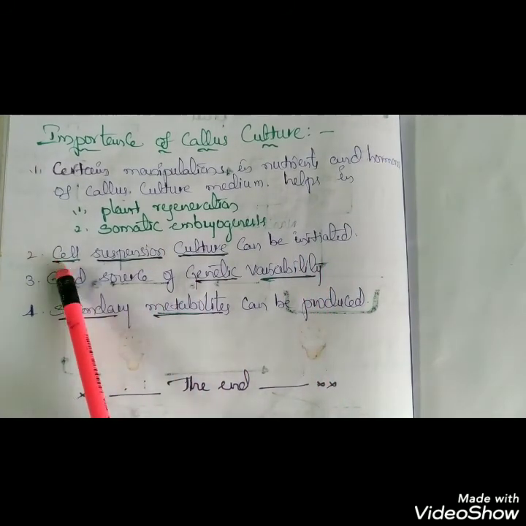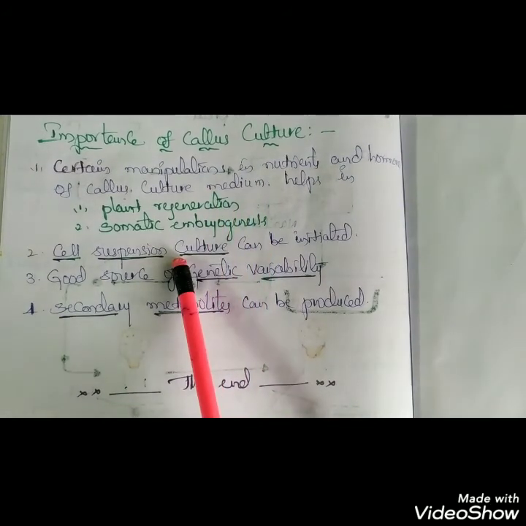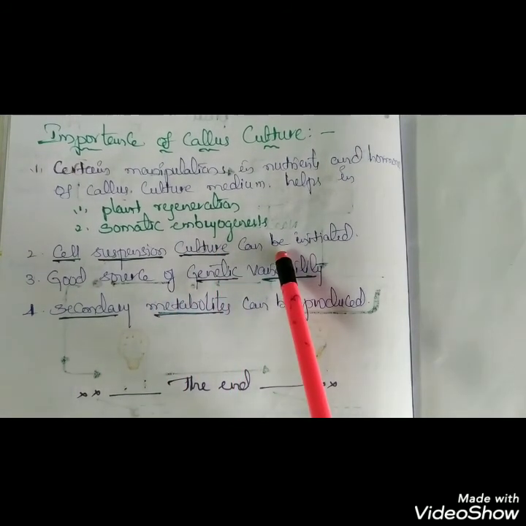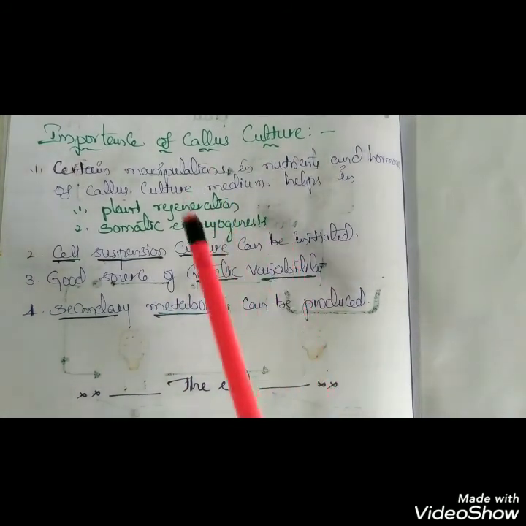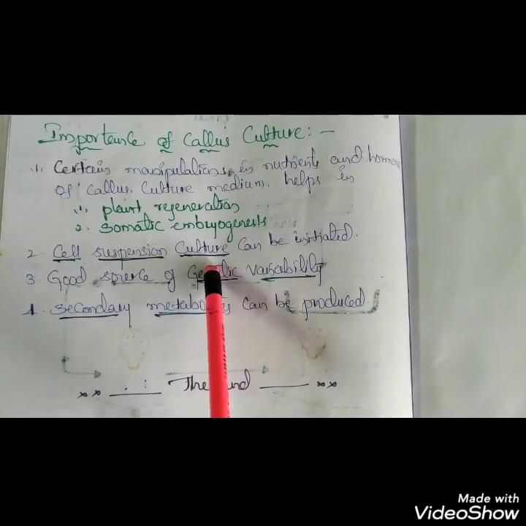Second application, cell suspension culture. Callus culture can be used as a good source for obtaining cell suspension cultures, as it is very easy to separate single cells from the mass of this unorganized and undifferentiated callus cultures.